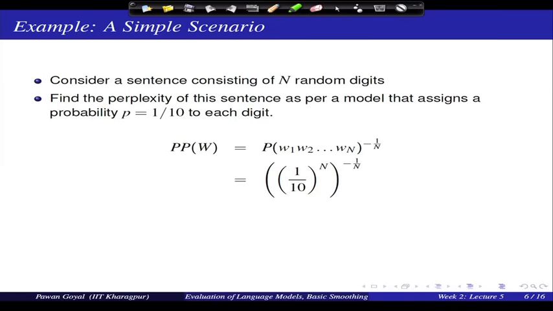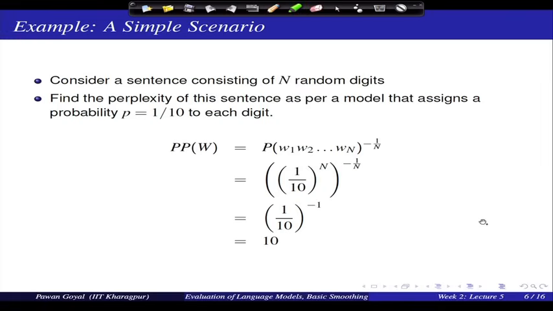So that is nothing but 1 by 10 to the power -1, and that will give me 10. So this tells me that the perplexity of this model is 10, the model that assigns a probability of 1 by 10 to each digit. Okay. Now this might give you a hint of what this number indicates.